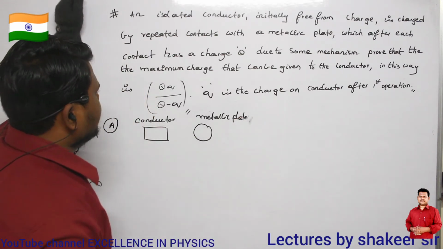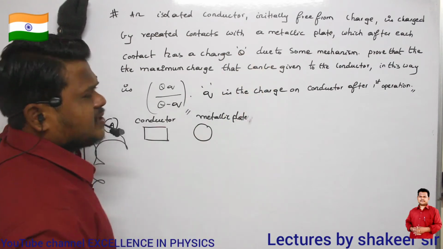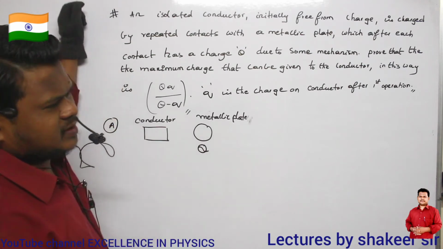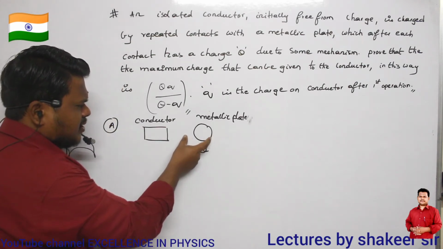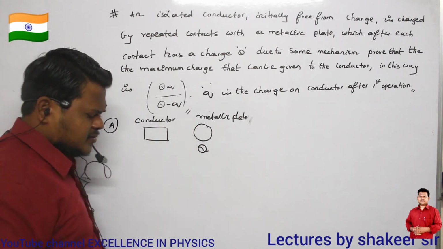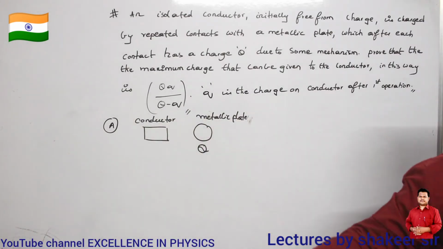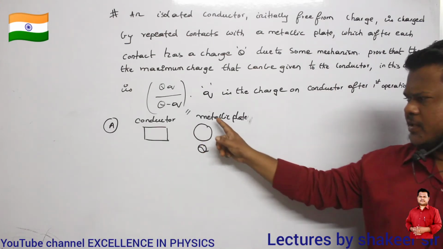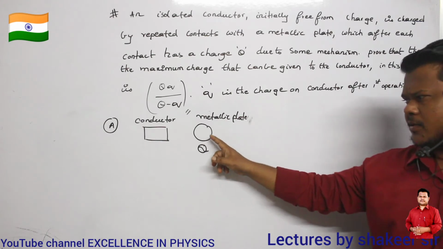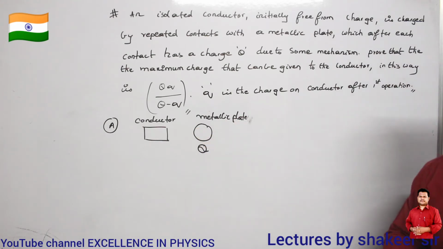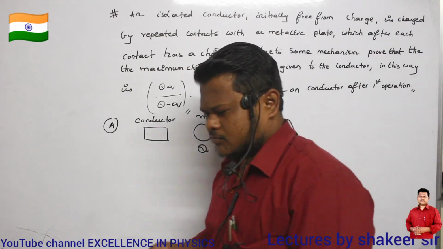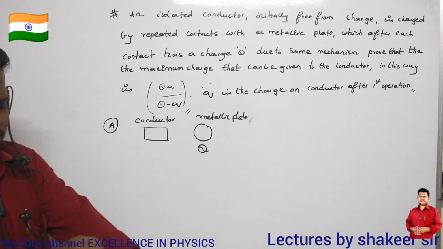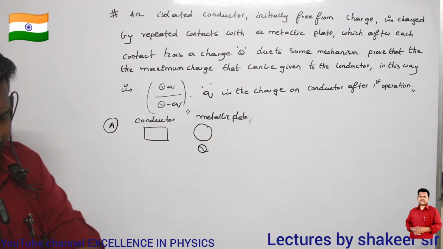Which after each contact has a charge Q due to some mechanism. So it means this plate is always maintained at a charge of Q. Clear? So when I take this metallic plate and touch it with this uncharged conductor, can you say what will happen immediately? Initially this conductor is uncharged, it is not having any kind of charge. But on this metallic plate, a charge of Q is always present. So if I touch them, can you say immediately what will happen?